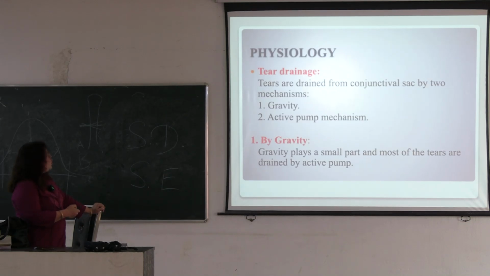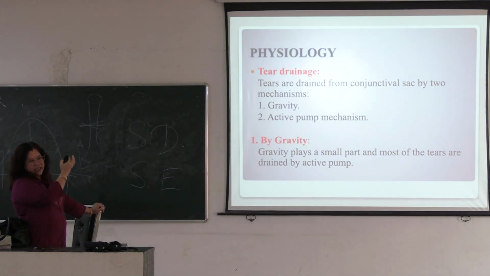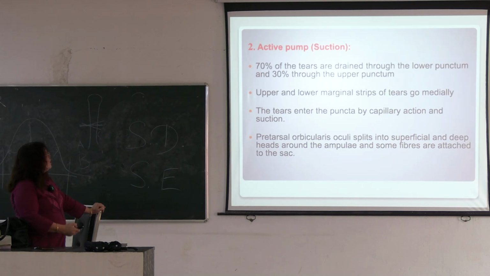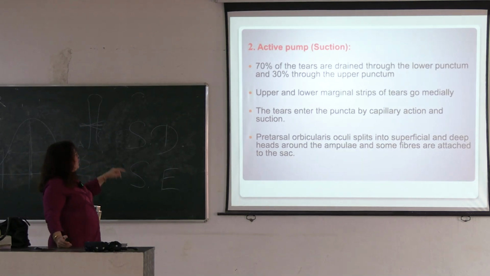Then the physiology of the drainage system. Tears are drained from the conjunctival sac by two mechanisms. The first one is gravity: the tears secreted from the lacrimal gland come into the conjunctival sac. The second one is the active pump mechanism. So this is the physiology of the drainage of the tear and the active pump.